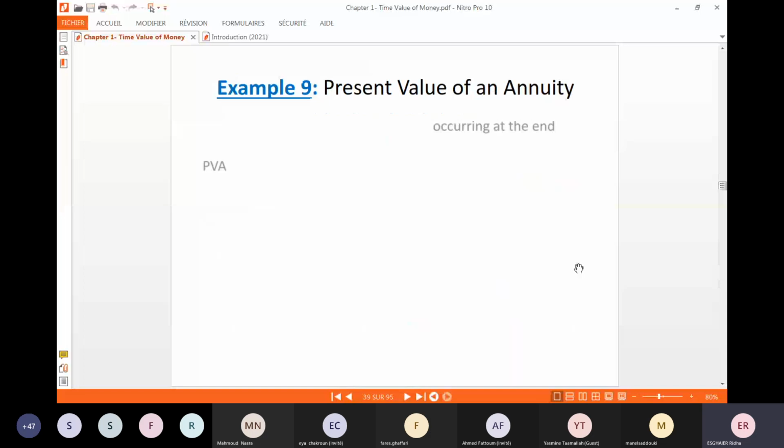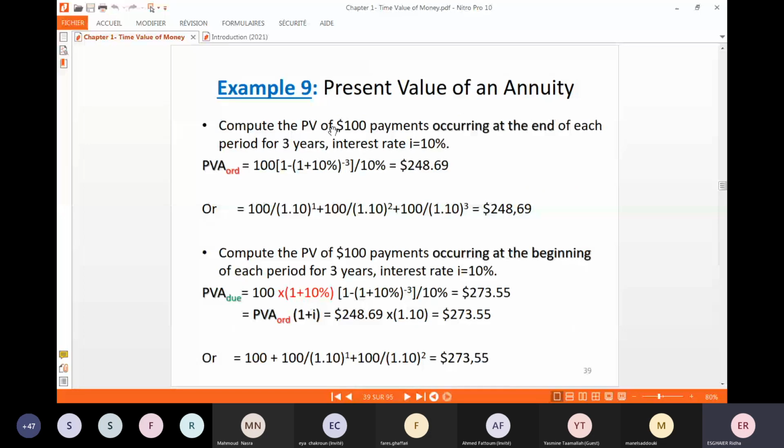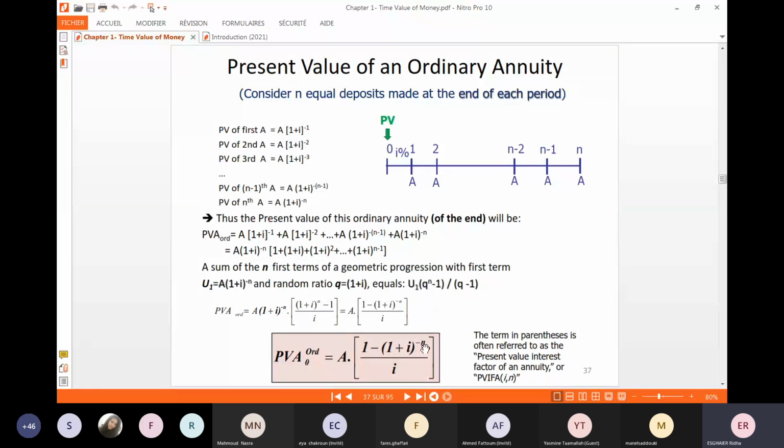Let's take this example quickly. Compute the present value of $100 payments occurring at the end of each year for 3 years, if the interest rate is 10%. Here we have an annuity. Since the deposits are made at the end of each year, we compute the present value as 100 times 1 minus 1 plus I power minus 3 over I. The power here, 3, represents the number of A's.